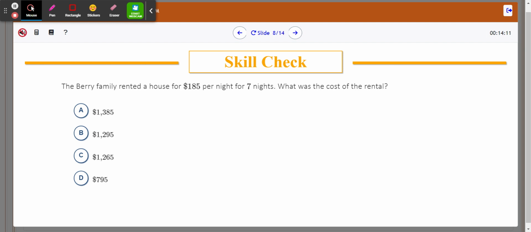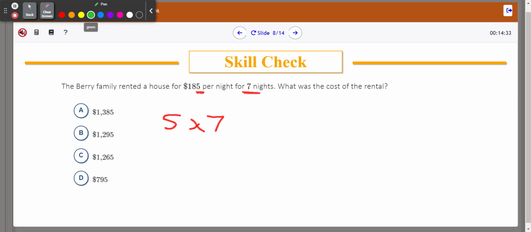So remember, with distributive property, I'm going to break apart my number based on its place values. So I got 7 multiplied by 185. So let's break down 185. So I see 5 in the ones column, which has the value of 5. So I have 5 times 7.